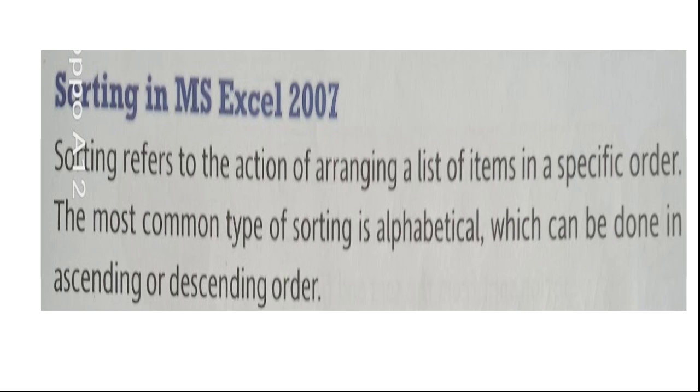Names of students starting with A only will come first. Supposing Akshay or Akshaya or Alina or Amrita, these will come in the front, and the other names starting with B, C, D, E, F and all will go next. This is how we arrange the names or items in alphabetical order. Arranging means either ascending or descending, from A to Z, or Z to A also can be arranged.